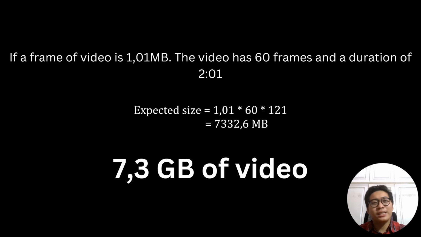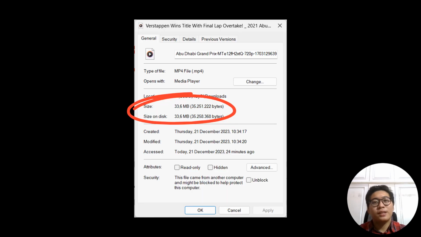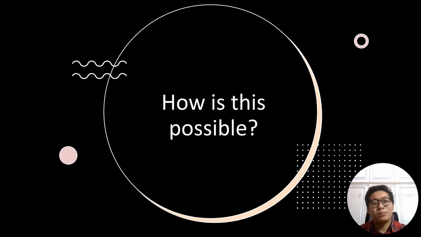But in reality, the size of the video in my computer is only 33.6 megabytes. So how is this possible? You probably already know from the previous videos that the answer is compression.